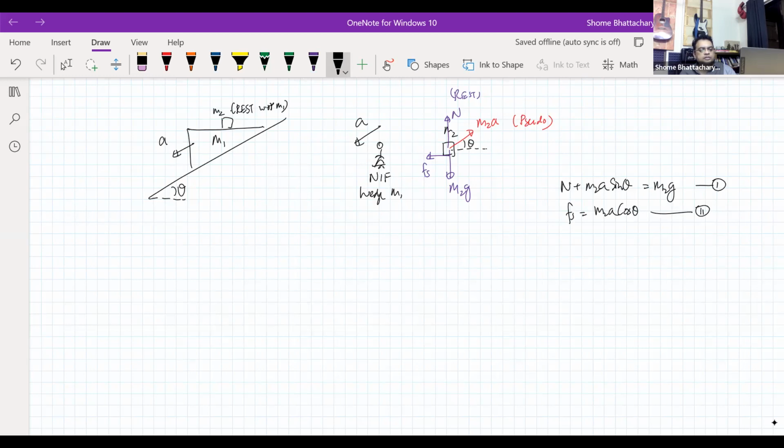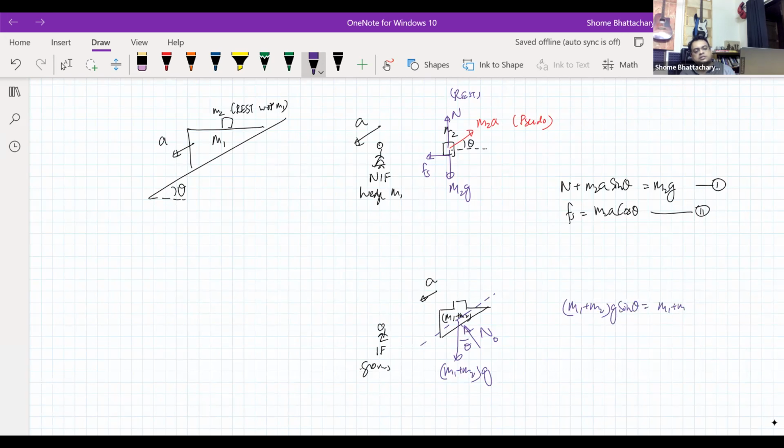Now for the second thing, what we can do, which is even easier, is make a combined FBD of the wedge plus the block in the inertial ground frame. This system is coming down with acceleration A in this frame, because the forces acting on it are the combined weight and some normal reaction, let's say N naught, like this. So we have (m1 plus m2) g sine theta is equal to the combined mass into acceleration, equation 3. And N naught balances the combined weight's cos component.